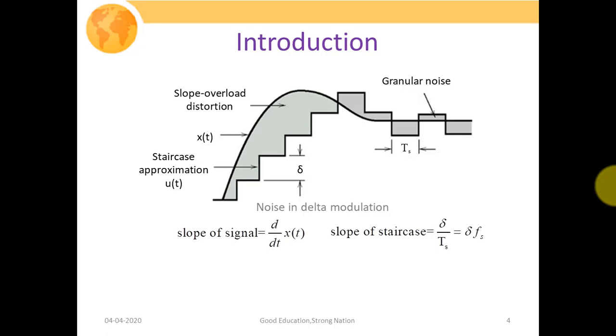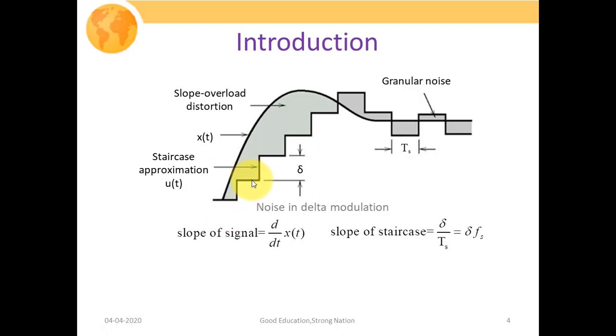This particular figure shows those noises that happen in delta modulation. This is our continuous time signal x(t), and this gray portion is representing slope overload distortion, and this is showing our granular noise. The error signal is nothing but the difference between the staircase approximated value and the actual signal value. Since our approximated signal is not able to map the actual signal value, this is considered as the error.